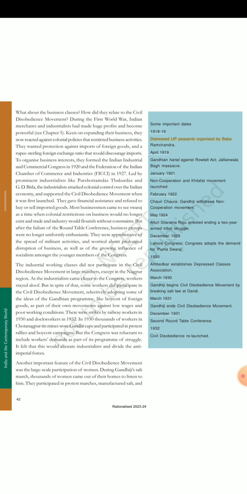Some important dates. 1918-19: Distressed UP peasants organized by Baba Ramchandra. April 1919: Gandhian Hartal against Rowlatt Act, Jallianwala Bagh massacre. January 1921: Non-cooperation and Khilafat movement launched. February 1922: Chauri Chaura, Gandhiji withdraws non-cooperation movement. May 1924: Alluri Sitaram Raju arrested, ending a two-year armed tribal struggle. December 1929: Lahore Congress adopts the demand for Purna Swaraj. 1930: Ambedkar establishes Depressed Classes Association. March 1930: Gandhiji begins civil disobedience movement by breaking salt law at Dandi. March 1931: Gandhiji ends civil disobedience movement. December 1931: Second Round Table Conference. 1932: Civil disobedience relaunched.